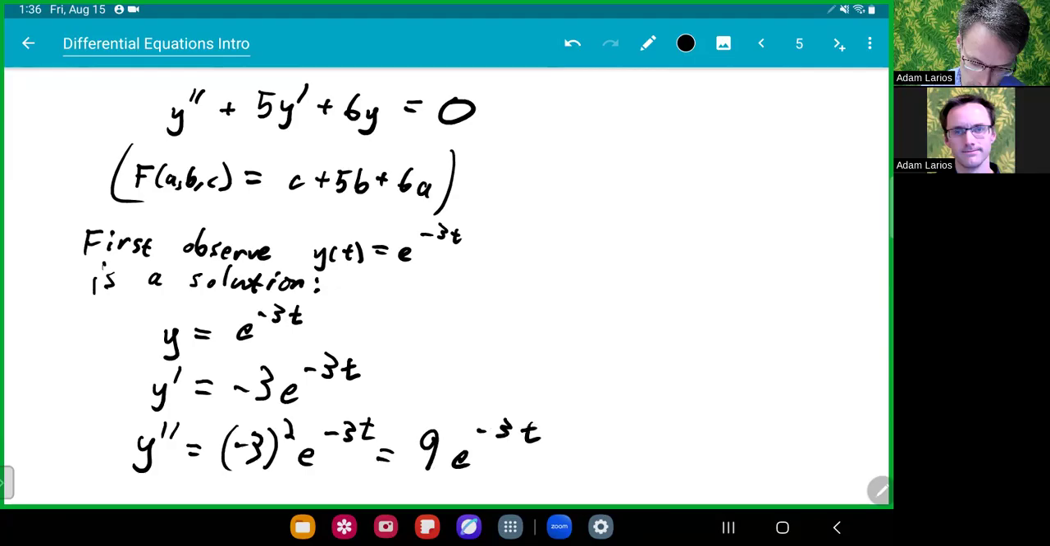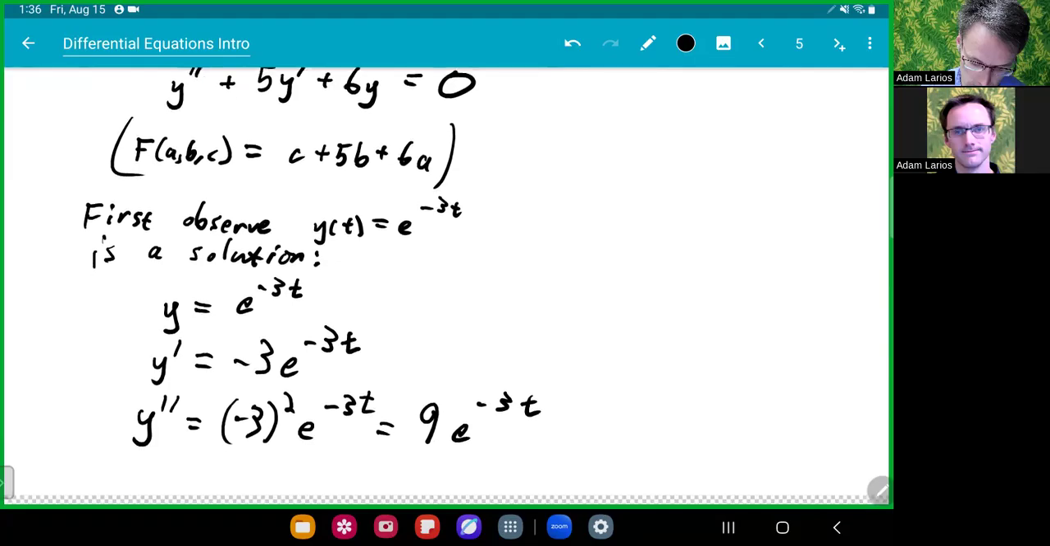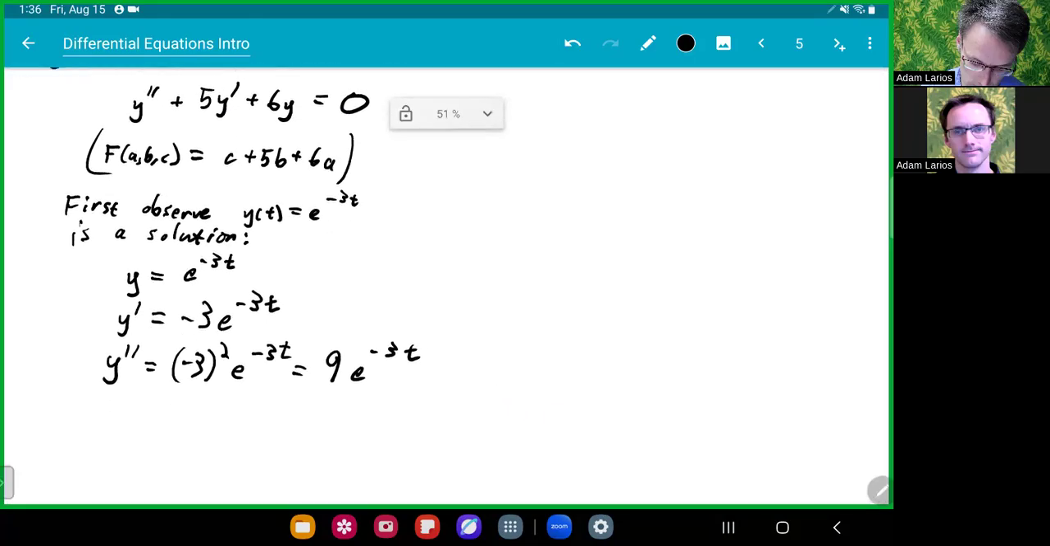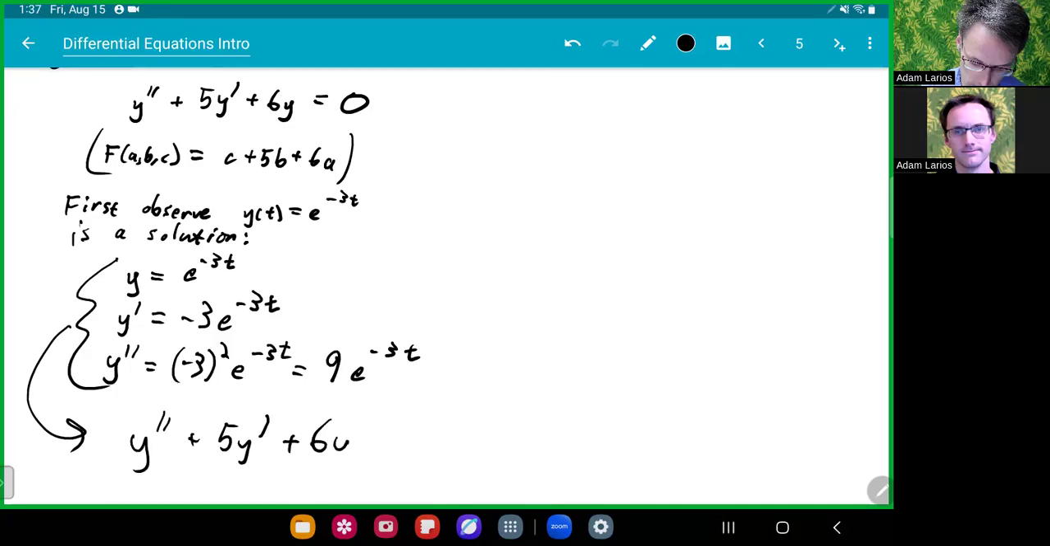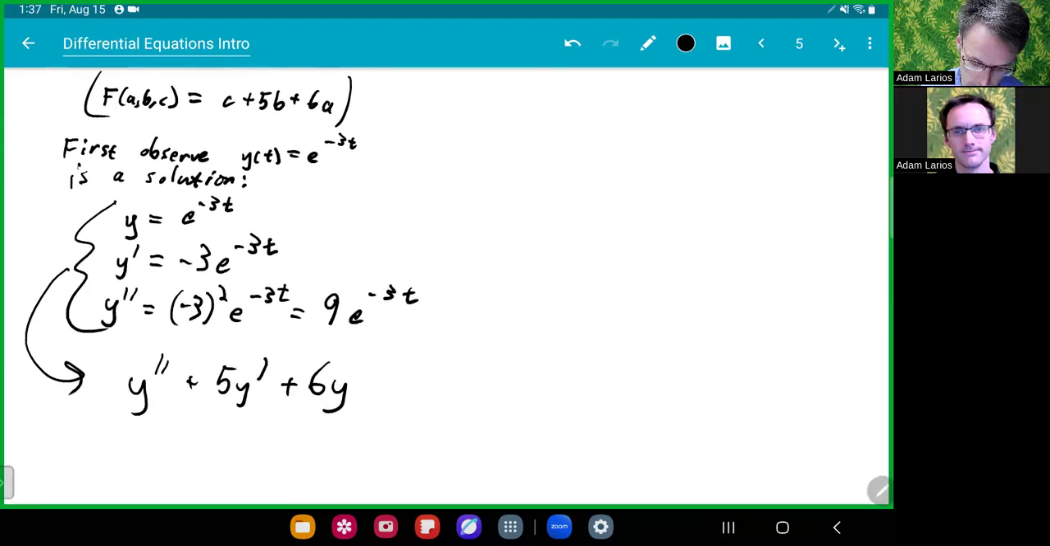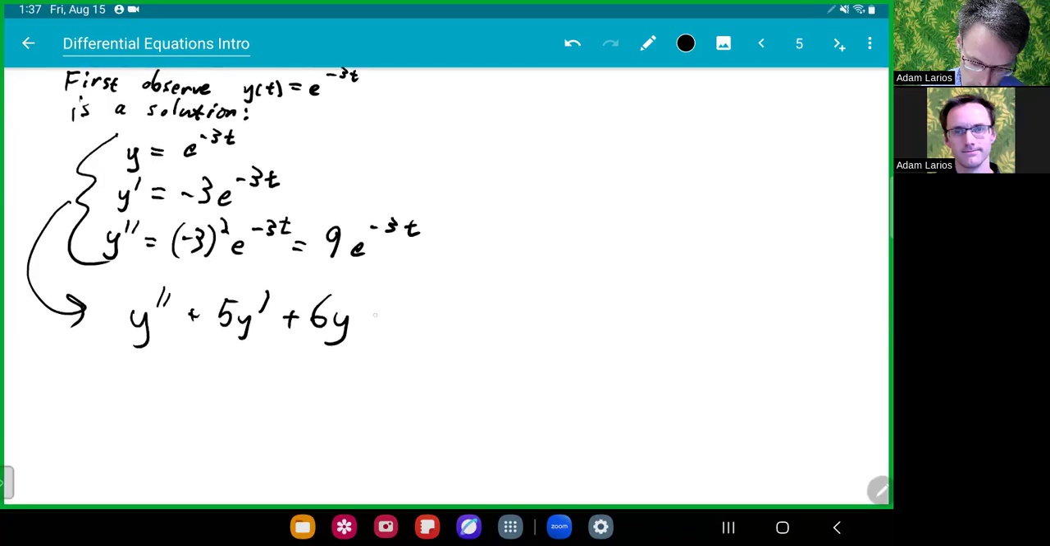And we'll plug this into the equation. We take all three of these and plug them in. So we have y double prime plus 5y prime plus 6y. We'll substitute these in. If we get anything other than 0, this is not a solution. If we do get 0, this is a solution. That's what it means to be a solution. So y double prime, you just get 9 e to the minus 3t.